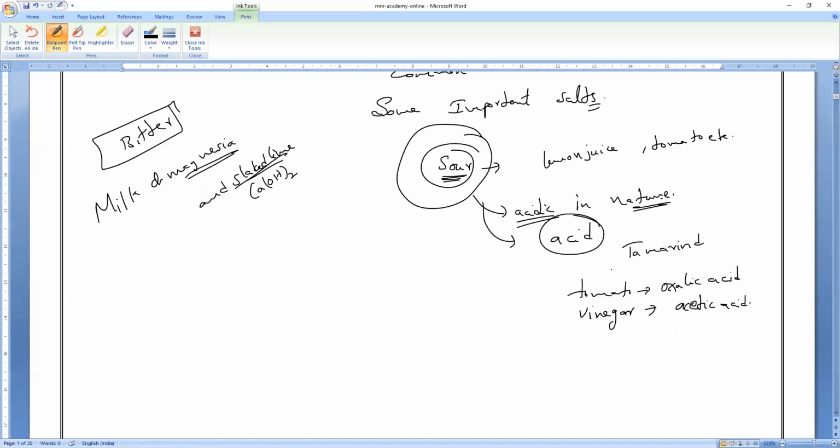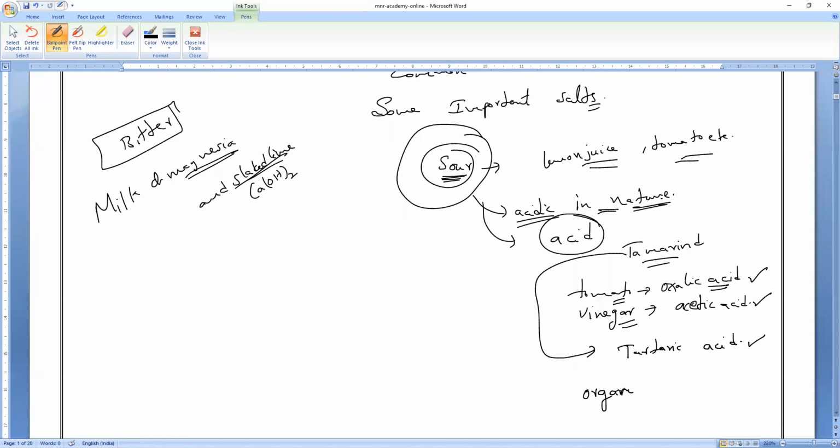Next, if you are taking tamarind, tamarind contains tartaric acid. Of course, many acids we have, we will study, no worries. So like these substances, they are acidic in nature, meaning they have a particular acid inside them. So that is the reason they are sour in taste. So all these, tamarind, tomato, vinegar, what we are having are acids, oxalic acid, acetic acid, and tartaric acid, these all we used to call basically organic acids.